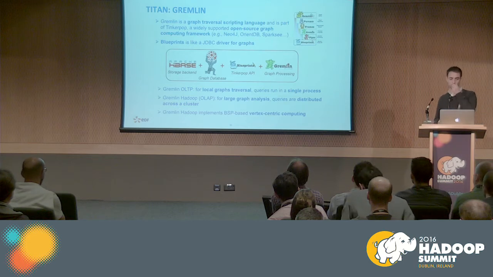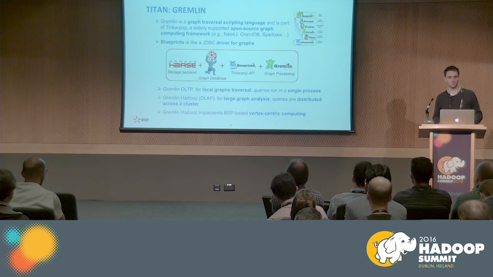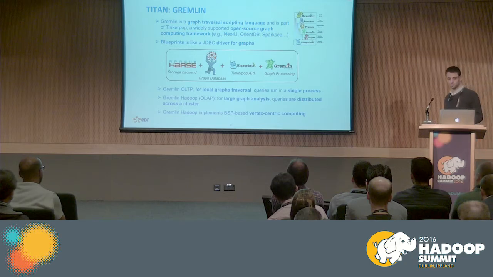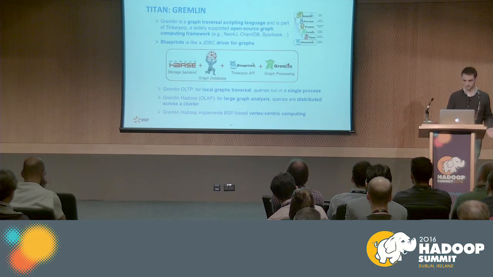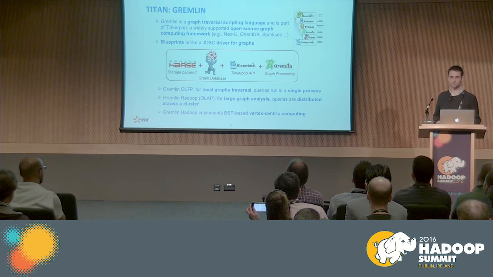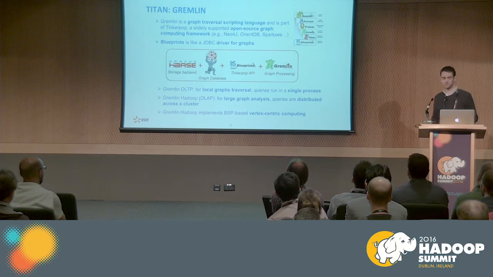Okay, so now let's talk a bit about Gremlin. Gremlin is a graph traversal scripting language, and is part of TinkerPop. TinkerPop is an open source project composed of several components, all related to graph management. It's a widely supported library, pluggable with graph databases like Neo4j, OrientDB, Sparksee, and so on. TinkerPop connects to graph databases through the Blueprints component, which is like a JDBC driver for graphs.